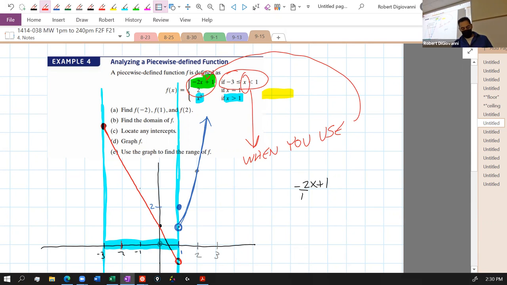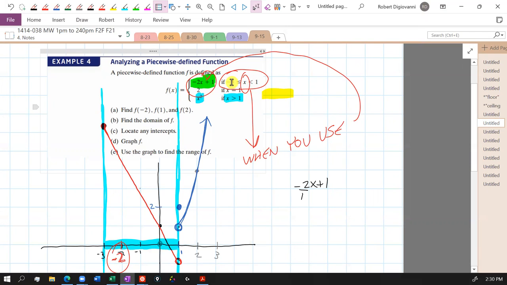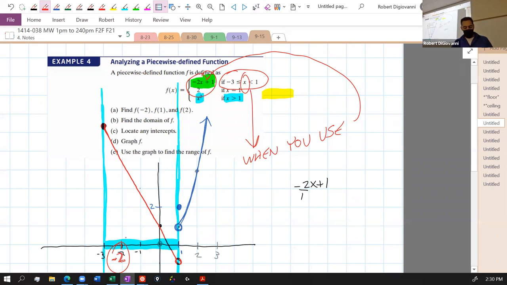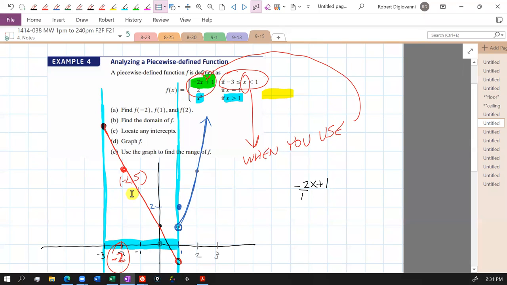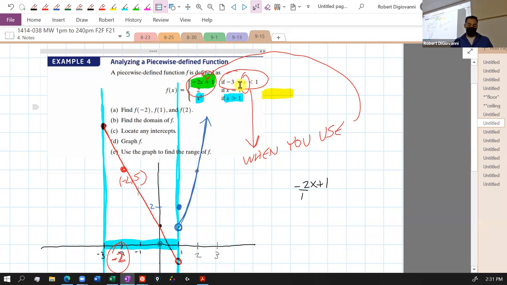So like right now, if I plug in negative two, let's say, into this function, I'm going to be plugging it into this top piece because negative two is between these numbers, right? Yes. And so I plug negative two in here. If I plug negative two in, I should get five. So I come up and plot that point. That's the point negative two, five. And that should be for any point that I plug in between negative three and one.